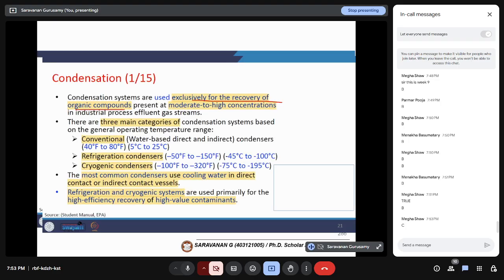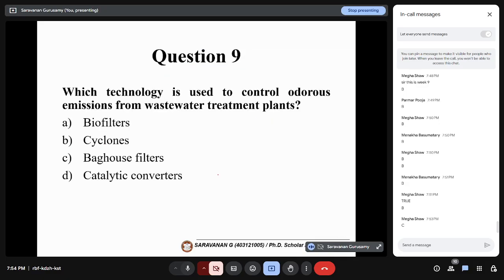Exclusively for the recovery of organic compounds, like if it is a toluene industry or a benzene industry, after production, whatever gas is getting out may have lots of benzene. So I can trap that benzene and sell it as an industrial product, right? So for moderate to high concentration, it can be used at very low temperature, like conventional refrigeration condensers, or a cryogenic condenser at minus 100 to minus 320 degrees Fahrenheit.